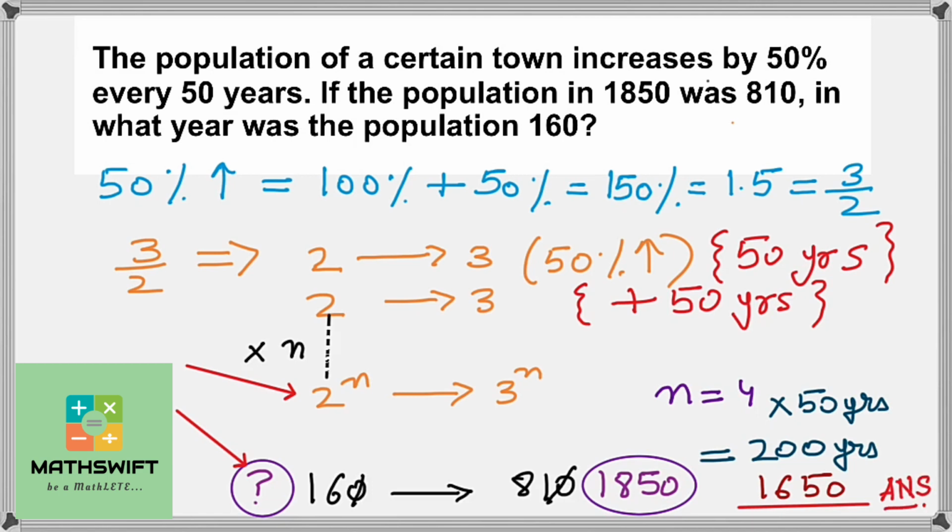Now, this might seem very lengthy at first glance, but this was just the explanation. When you see such a question, you just need to figure out the fraction corresponding to the percentage change, which is 3 by 2 in this case, where 2 corresponds to the initial value and 3 to the final value, and compare this fraction with the ratio of initial and final values as given in the question. You don't need to keep multiplying 160 by 3 by 2 till eternity. I mean till you get 810, and then see how many times you had to do so.